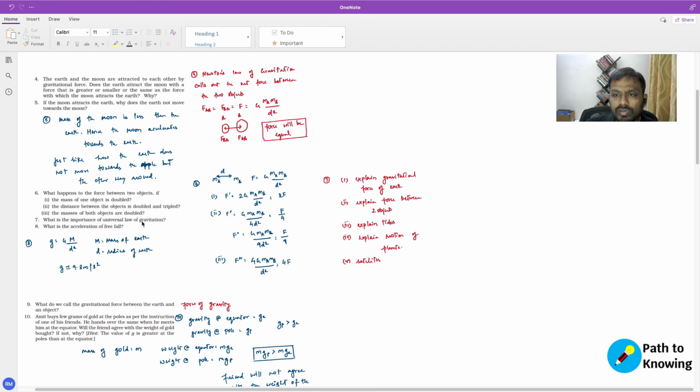Question 7. What is the importance of the universal law of gravitation? It helped us explain many things, right? The main thing is, it explained the gravitational force of the Earth. We were able to derive 9.8 meters per second squared as the acceleration due to Earth's gravity. We were also able to explain the force between two objects in general, any two objects. That was the main value.